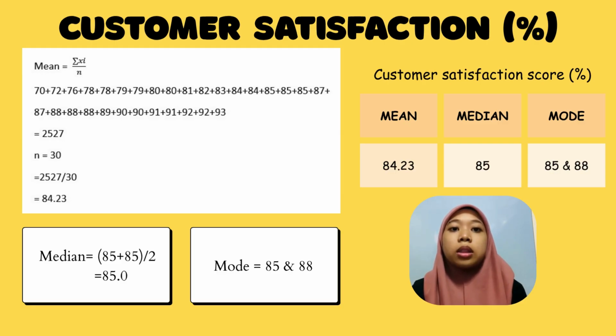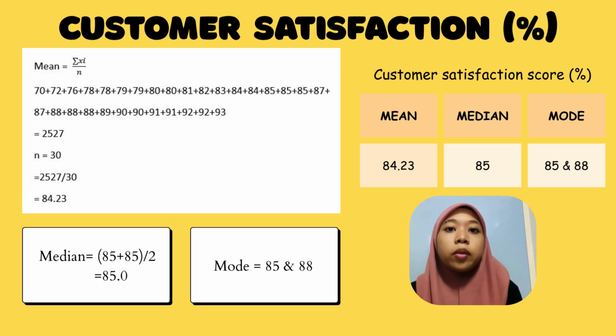First, we add all the 30 data points together, which gives us a total of 2,527. Then we divide this total by the number of data points, which is 30. The result is a mean score of 84.23%. Next, the median, the middle value. Since we have 30 data points, we take the 15th and 16th values, which are both 85, and calculate the average. So the median is 85%.